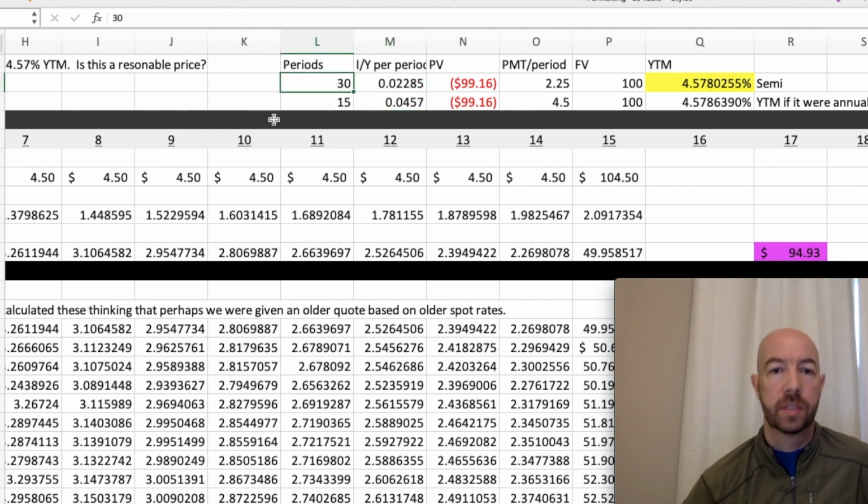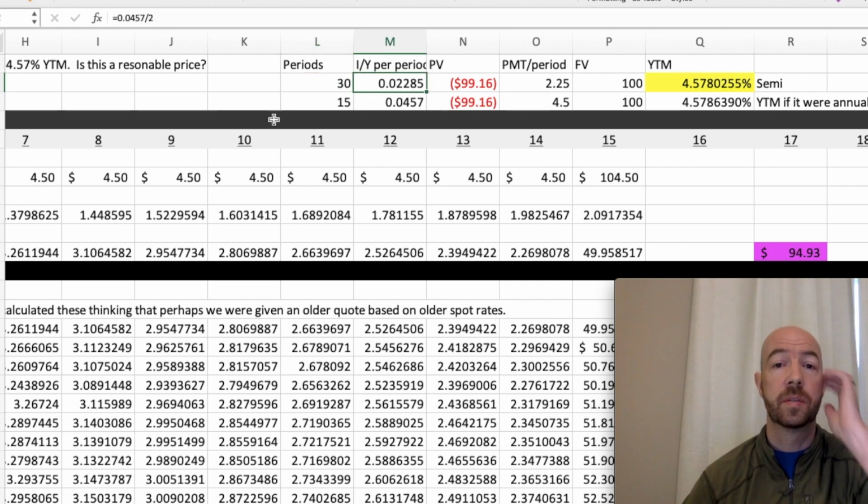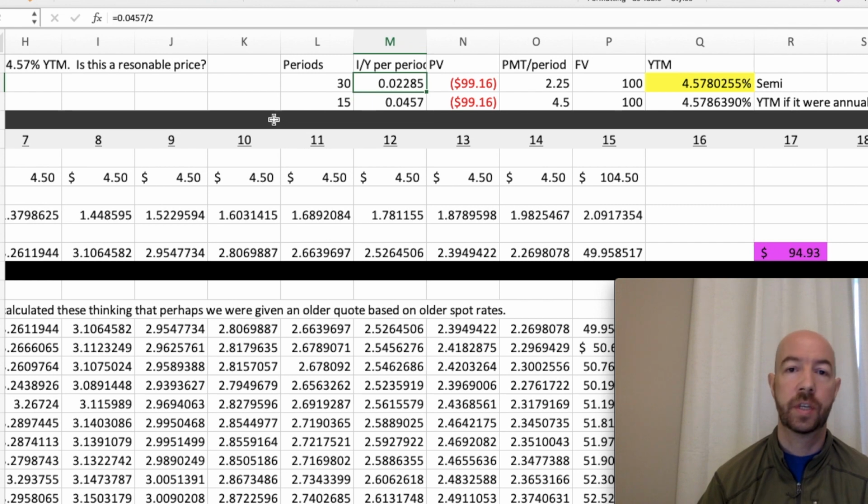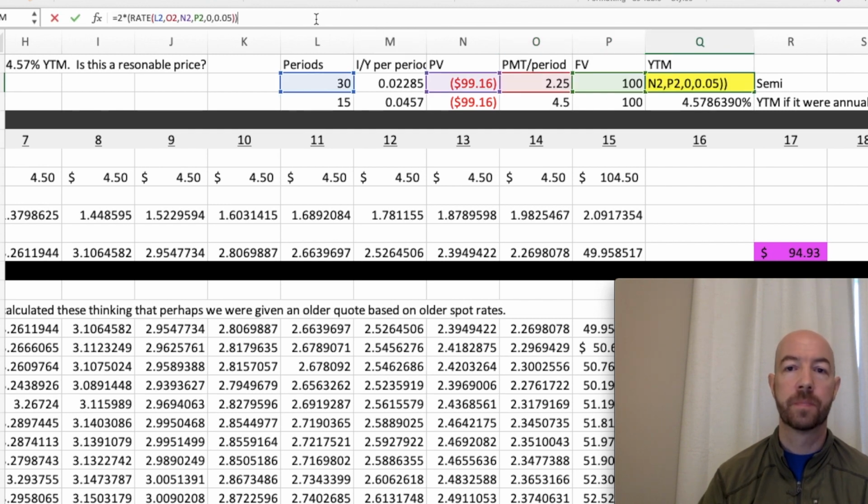So I'm going to have basically 30 semi-annual payments. This is my yield to maturity divided by 2. I'm going to get $4.50 a year, but I'm only going to get $2.25 every 6 months. Future value is 100, and you can put in your rate calculation, and it'll come to what they quoted you.